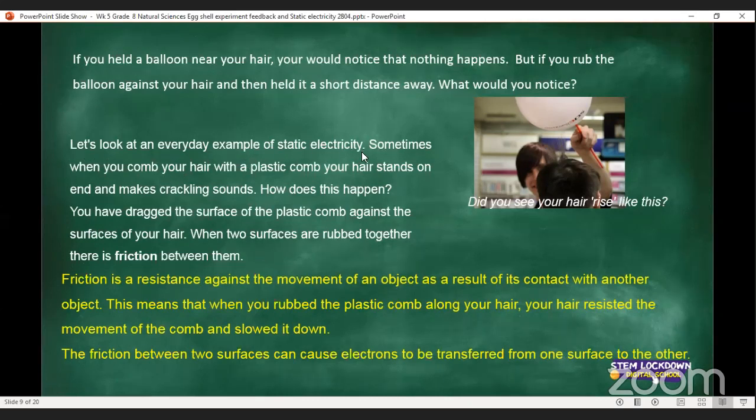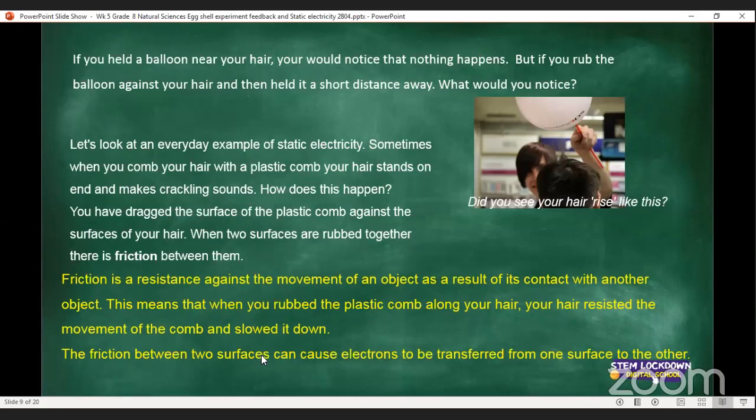So let's look at everyday examples of static electricity. Sometimes when you comb your hair with a plastic comb, your hair tends to stand up or it makes a crackling sound. So you're going to ask yourself, how does this happen and why does it happen? You've dragged the surface of the plastic comb against the surface of your hair, and the two surfaces are rubbed together, and this causes friction between them. Friction is a resistance against the movement of an object, and it results when one object is in contact with another object. This means that when you rubbed the plastic comb along your hair, your hair resisted the movement of the comb and slowed it down.